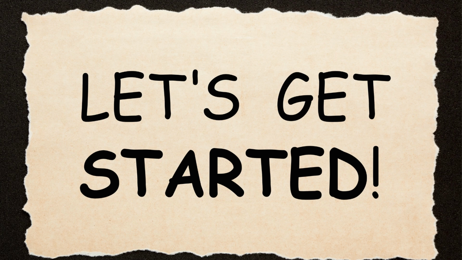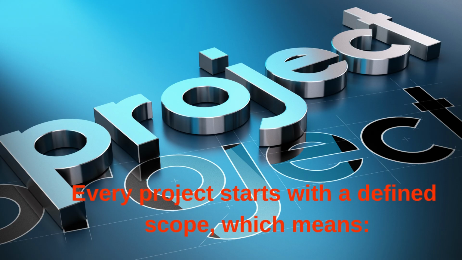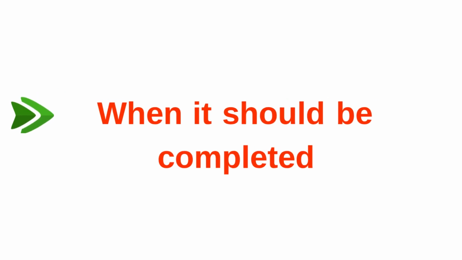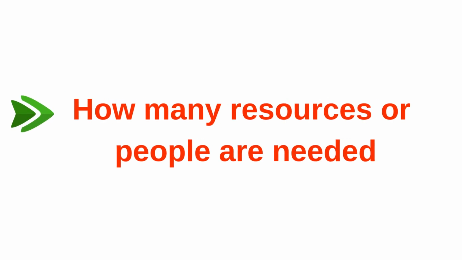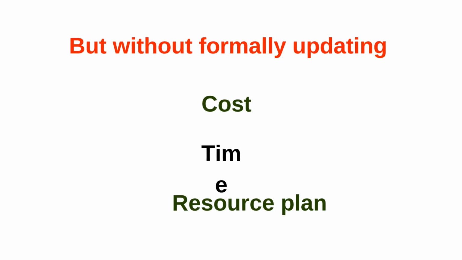Let's understand this concept clearly. Every project starts with a defined scope, which means what needs to be done, when it should be completed, and how many resources or people are needed. Scope creep happens when new features, changes, or requirements are added after the project has started, but without formally updating the cost, time, or resource plan.